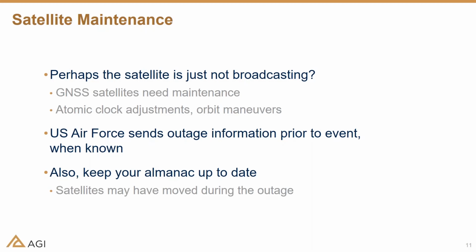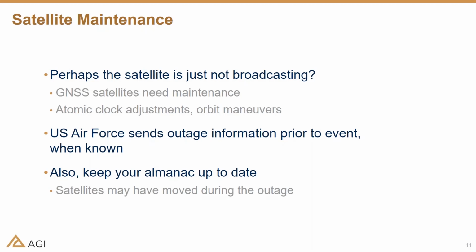The satellites drift in their orbital planes. The maneuvers have to happen every so often to keep them in the right spot. So they're typically predictable. The U.S. Air Force for GPS will send out outage information prior to the event when they know it, so you can predict when these are going to happen.